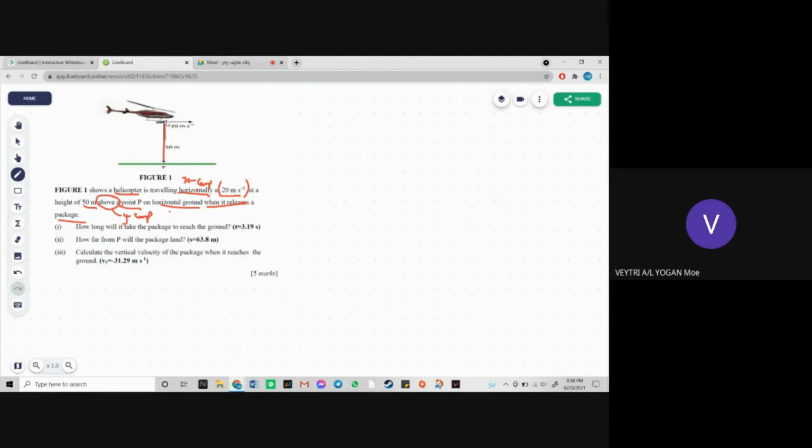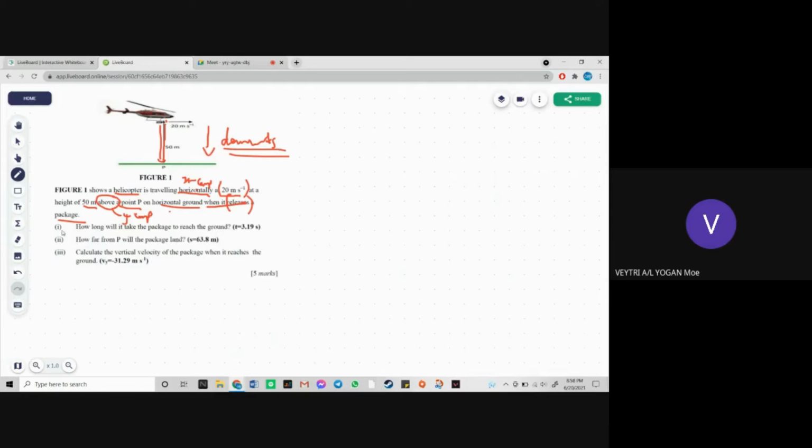But the package is negative 50 meter. Kenapa? Package tu bukan travel dari bawah ke atas. Package tu is dropped, is released. Maksud dia akan travel dari atas ke bawah. So, definitely negative. Why? The movement is downwards. Okay? Itu paling penting. Now, let's move on to the question. How long will it take the package to reach the ground?